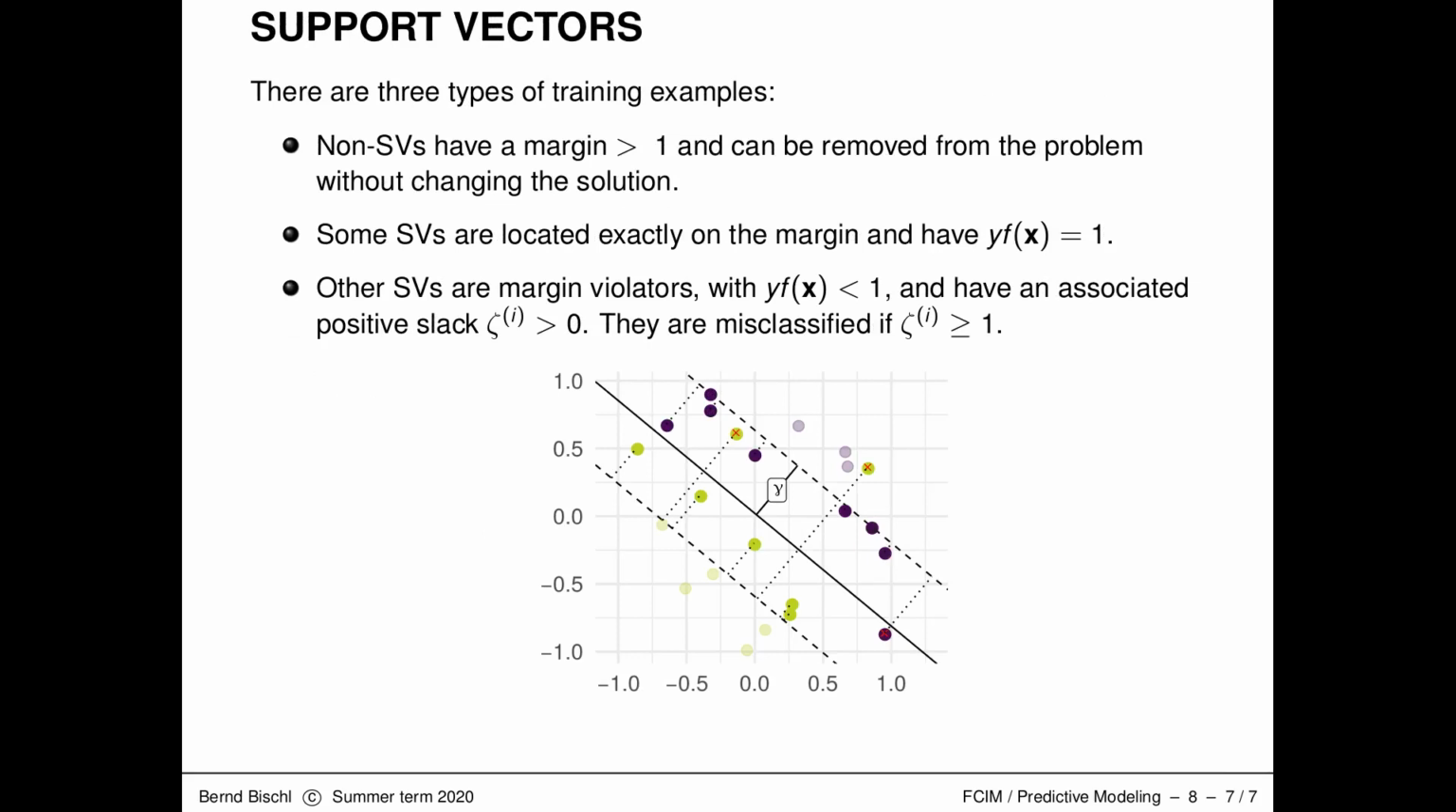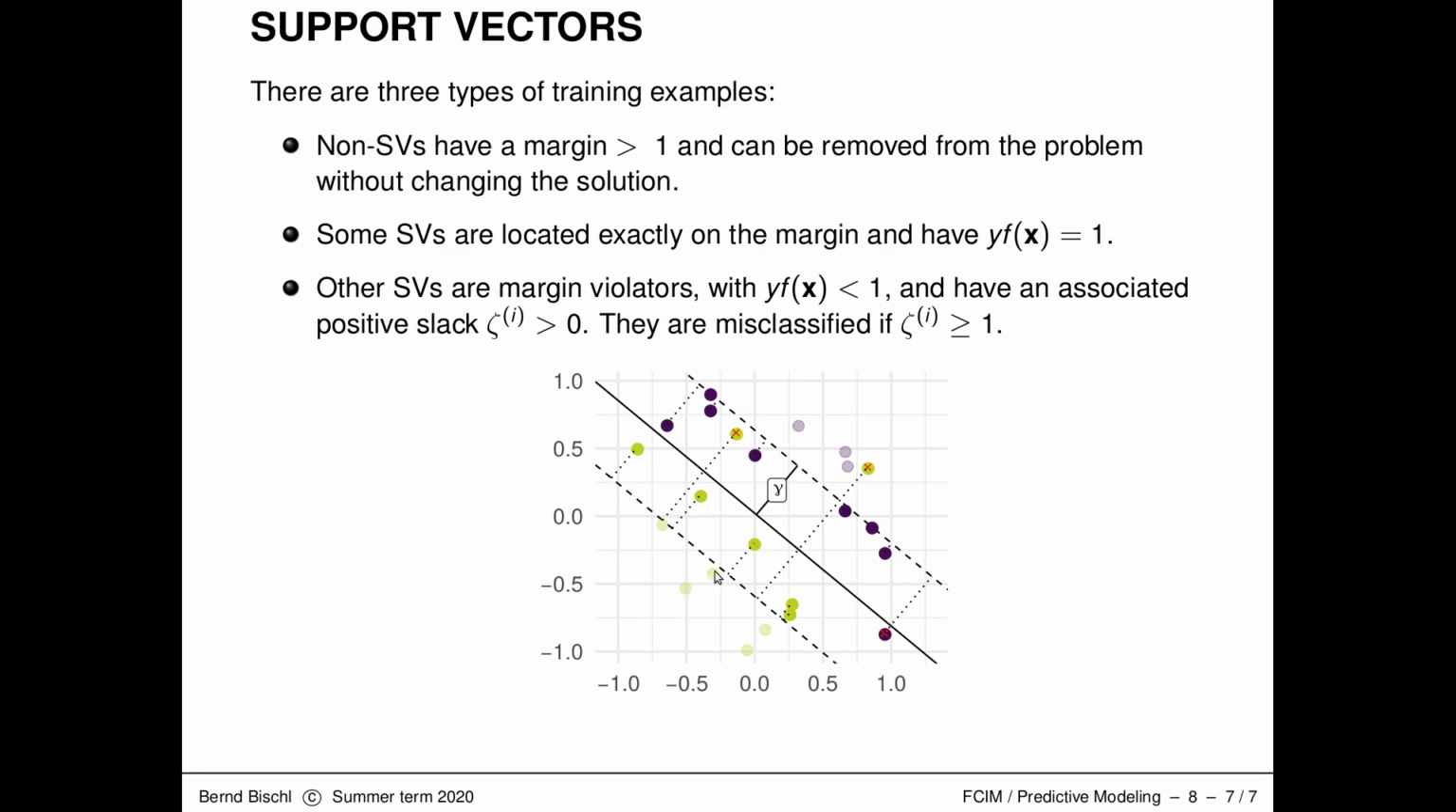Final comments about support vectors, because we discussed this before. Again, through the dualization, you can perform the same inspection of the Karush-Kuhn-Tucker conditions and figure out the following. For soft margin SVM solutions, there are exactly three types of different training examples. There are non-support vectors, which have a margin larger than one. These are exactly the ones with a zero xi i value, and they can be removed from the problem again without changing the solution.